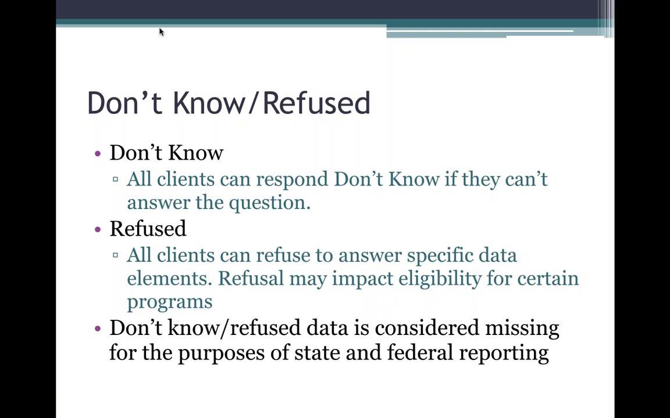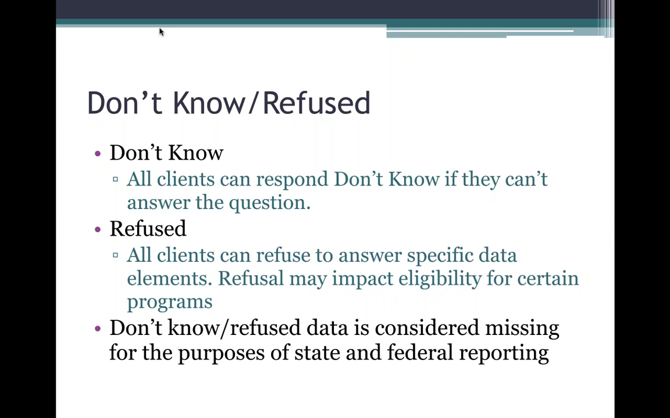But we reiterate that refusal may impact eligibility for certain programs. So if you refuse to provide information on disability status, then you would not be eligible for permanent supportive housing because disability is a requirement for entry into that type of project. Or if you refuse to provide income eligibility information, that may disqualify you from some forms of housing assistance that require that. It's really important to note a few things.